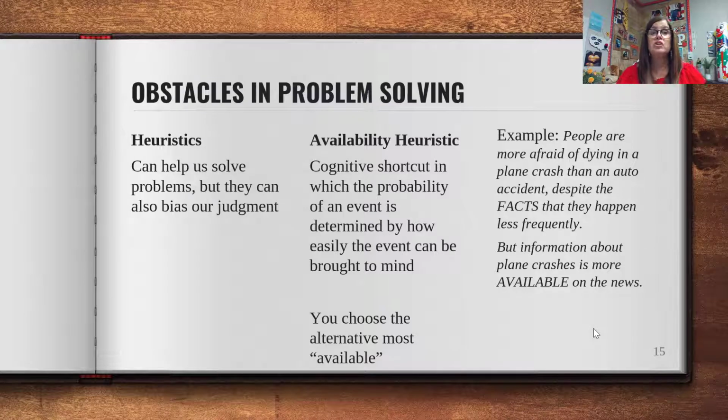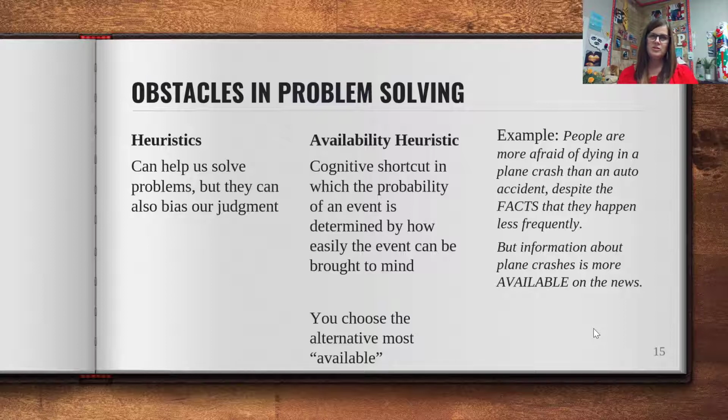There's another type of heuristic that's called an availability heuristic. An availability heuristic is a cognitive shortcut in which the probability of an event is determined by how easily the event can be brought to mind. So what is your available information? You can quickly, in your mind, go to that information that you've heard most recently, that you've seen more often. Okay, that is the available information. You choose the alternative that is most available to you.